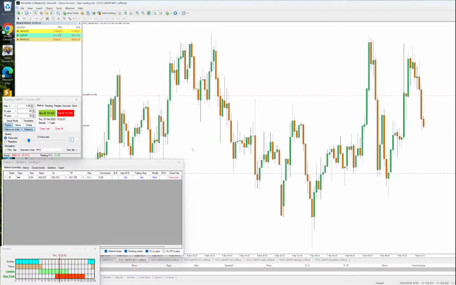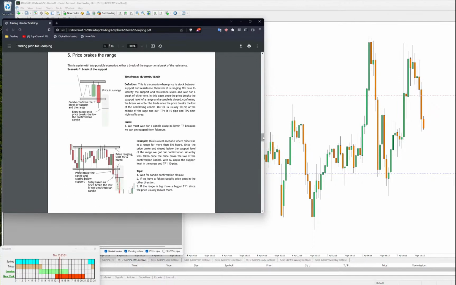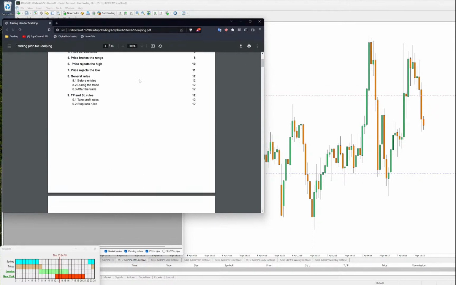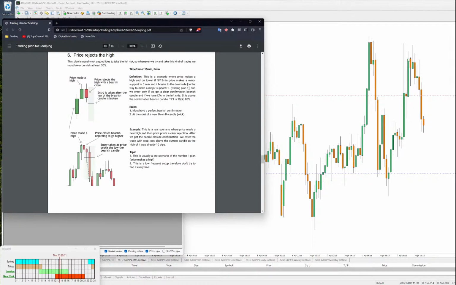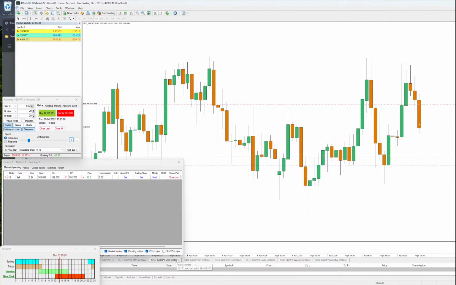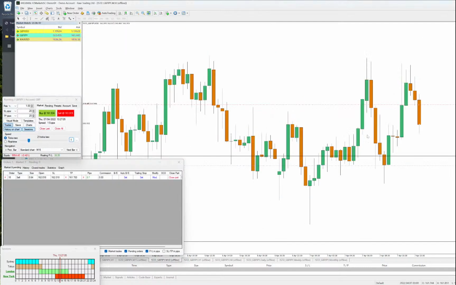And yeah, this was a rejection of the high type of setup, which you can see here. Price rejects the high. We were like this on the 30-minute time frame or 1 hour time frame. Price made the high, came back, rejected, formed this bearish candle on the low. Here we entered sells, and then we were rolling down just like this. See this setup on the 30-minute?